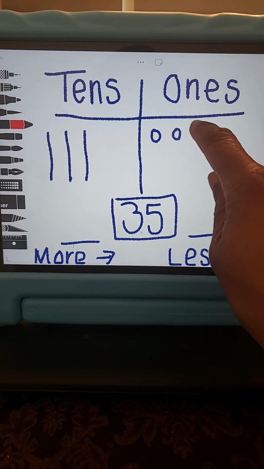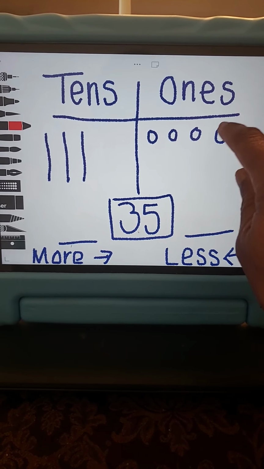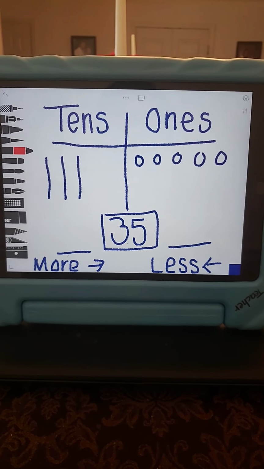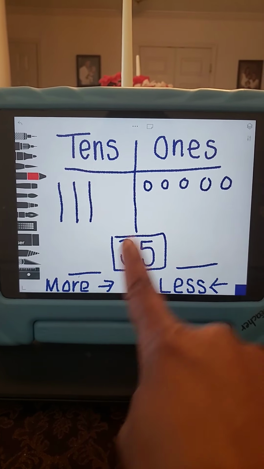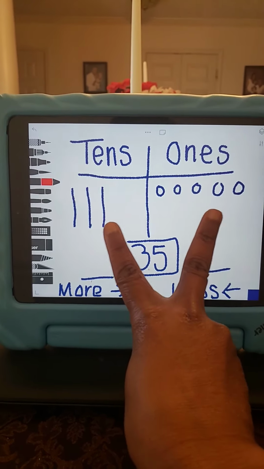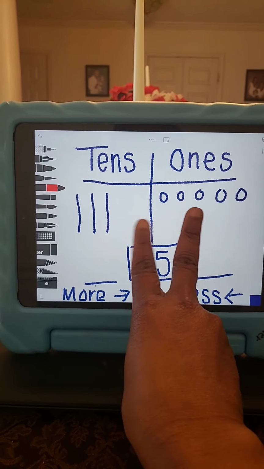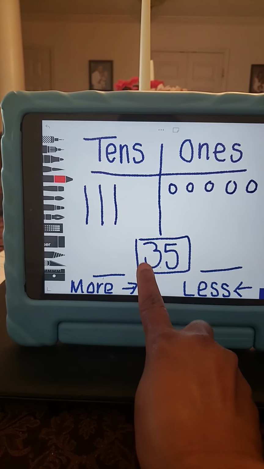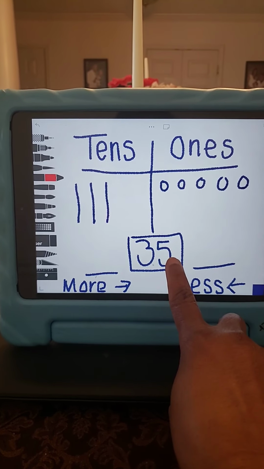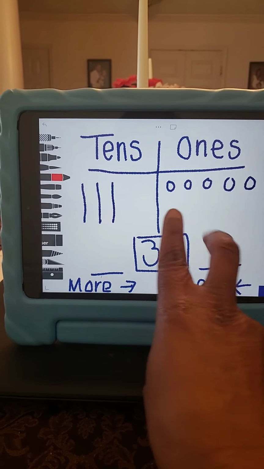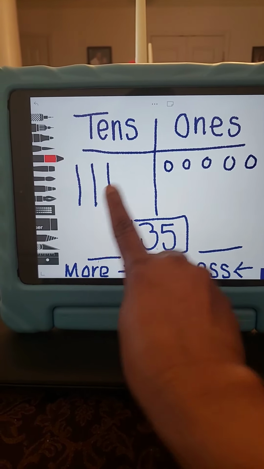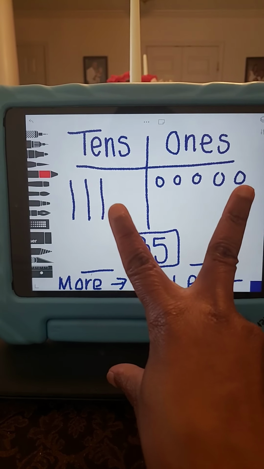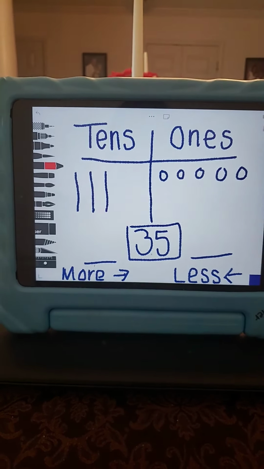So 1, 2, 3, 4, 5. There are 3 tens and 5 ones. And remember, like our song says, if we put them together, 3 and 5, we get the number 35. We're not adding 3 and 5. We're just kind of smushing these two numbers together.